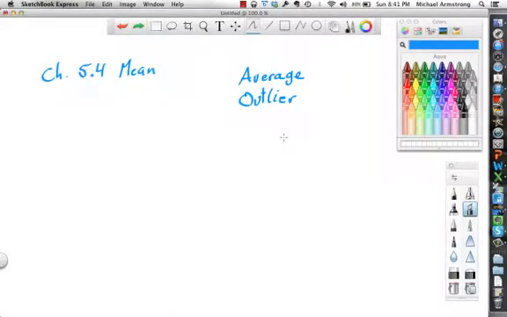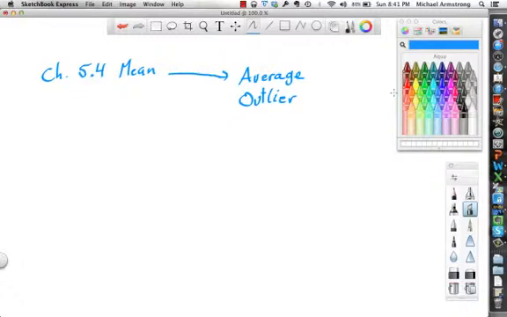Okay, our lesson today is finding a mean. I have a feeling it's going to be fairly easy. A mean is an average, and it helps us to understand data when we're looking at a whole bunch of information.